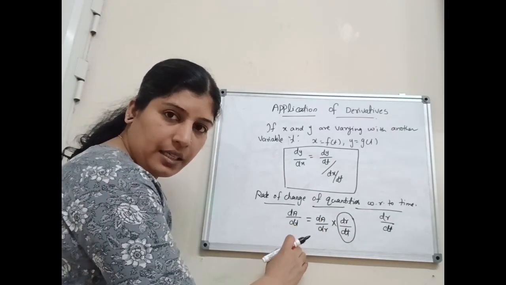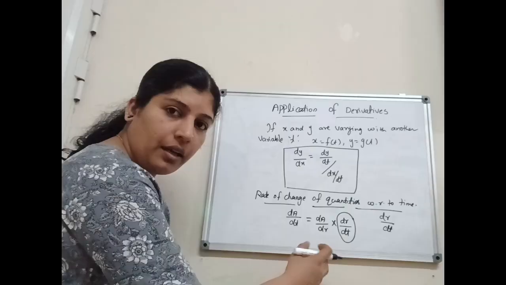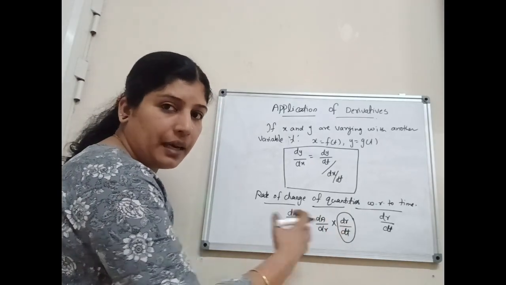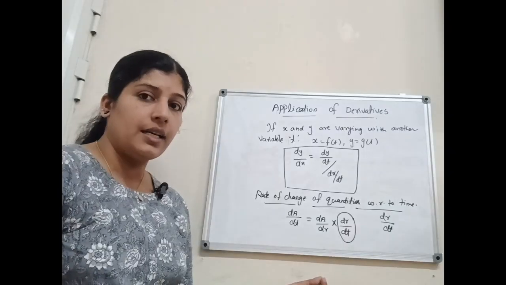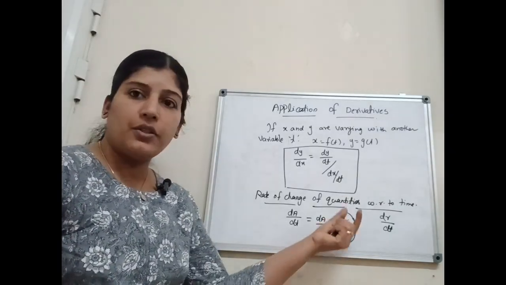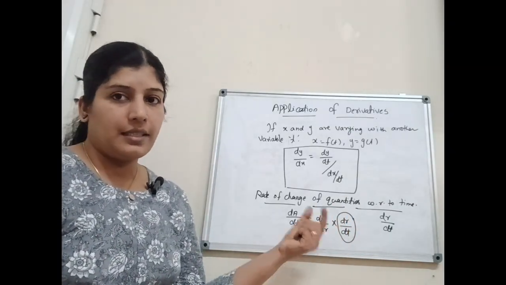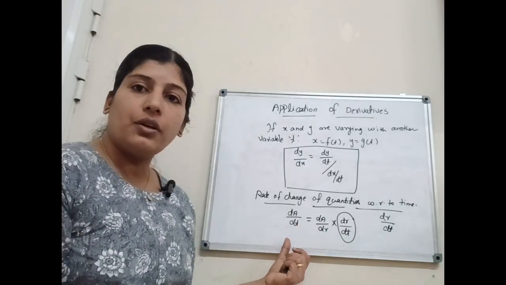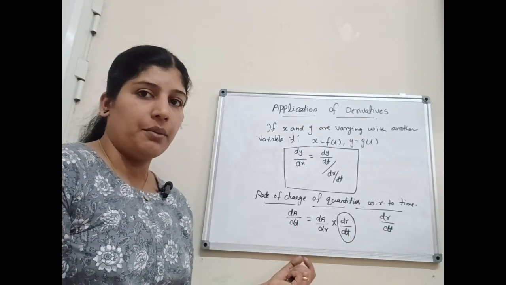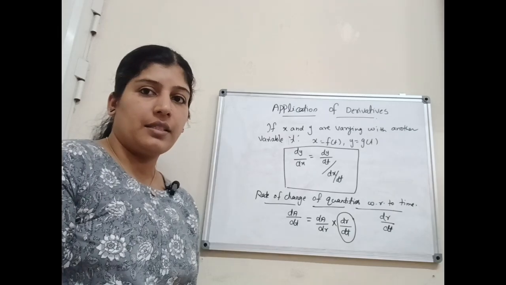Then area of circle is given. We have to consider area is equal to pi r square. We have to calculate d by dr of pi r square. First we have to find out the rate of change of area with respect to radius. Next we have to consider the rate of change of increment or decrement of radius is also given. By using these two results, we have to calculate the rate of change of area with respect to time. Next we have to consider some question.